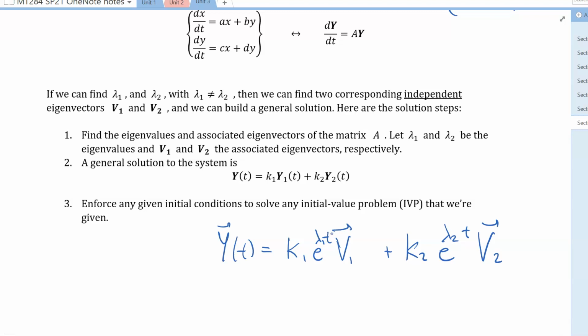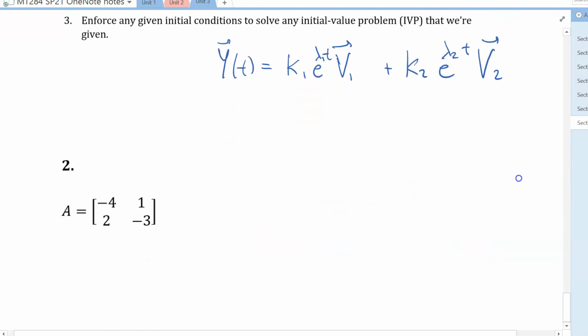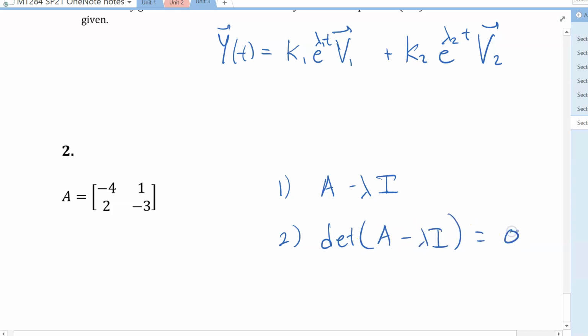All right, so let's get some more practice on finding eigenvalues and eigenvectors. The next example we're going to look at is this one here. And remember from our prior recording that to find the eigenvalues, step 1 is to write down the matrix A minus lambda times the identity matrix. And then step 2, we take the determinant of that matrix, A minus lambda times the identity, set that equal to 0 and solve that equation. And solving that will give us the eigenvalues.